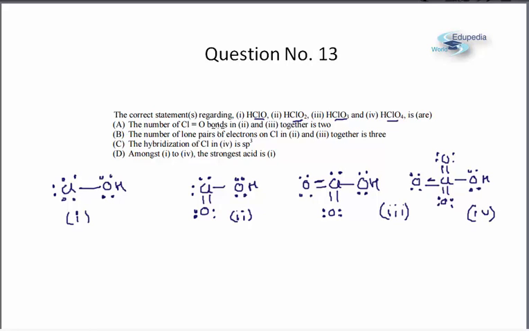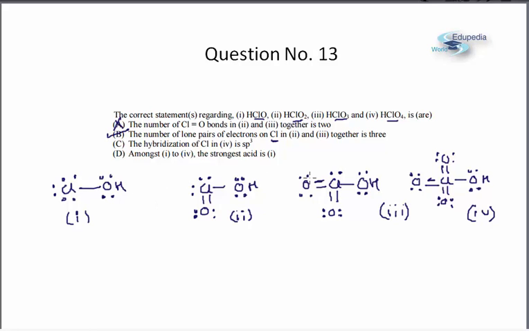The number of Cl double bond O bonds in 2 and 3 together is 2. No, 1, 2 and 3. There are 3 bonds, so option A is wrong. The number of lone pairs on chlorine in 2 and 3: 2 has 2 lone pairs and 3 has 1 lone pair, so total is 3. So option B is correct.